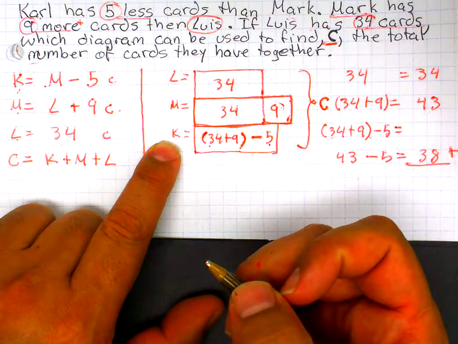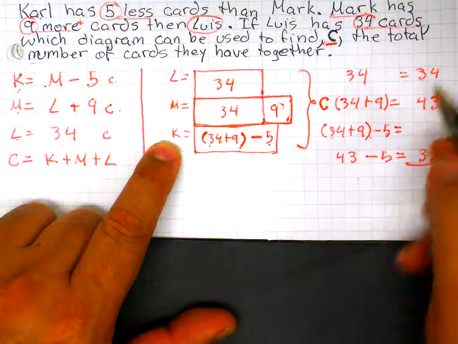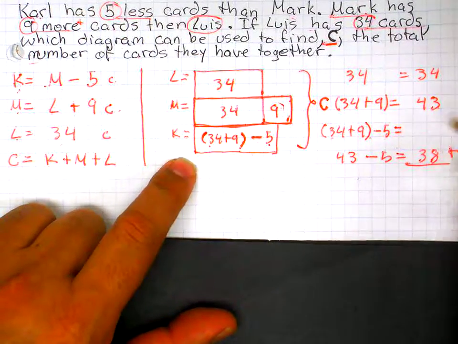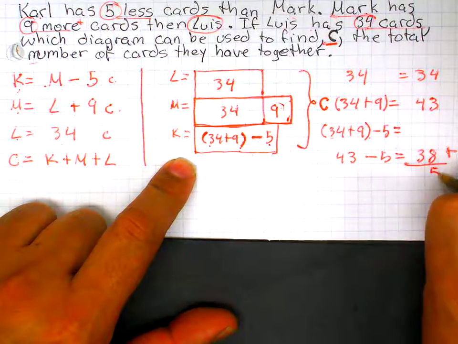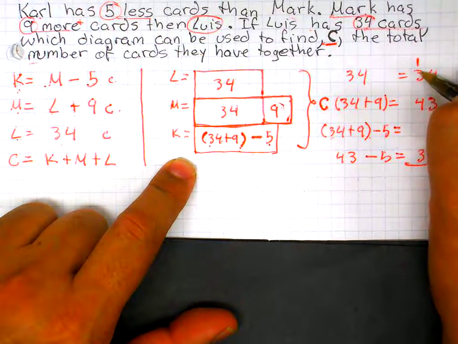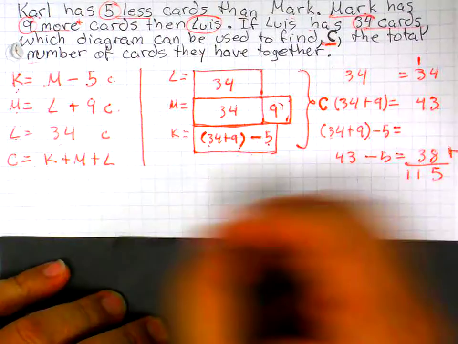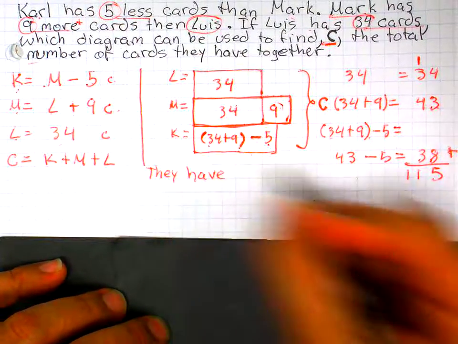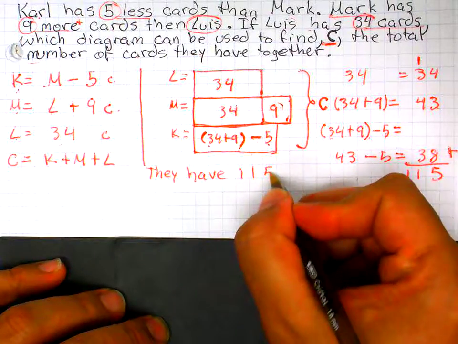To add all these numbers: 4 plus 3 is 7, plus 8 is 15. 1 plus 3, plus 4 is 8. So they have 115 cards.